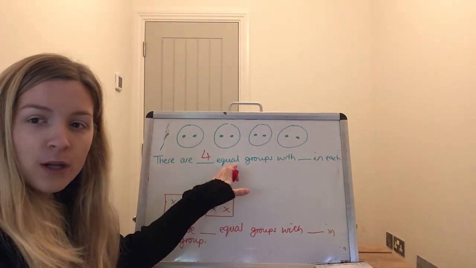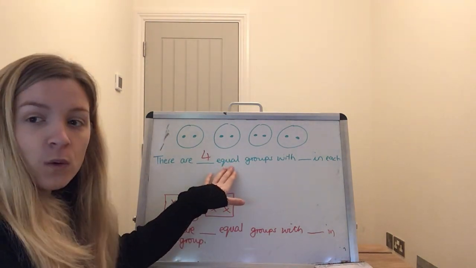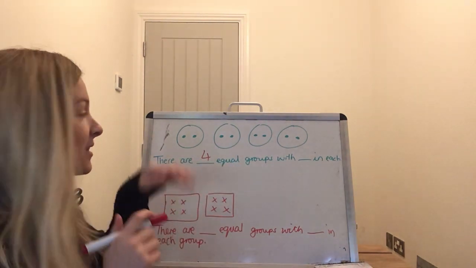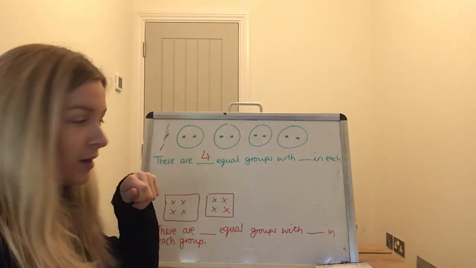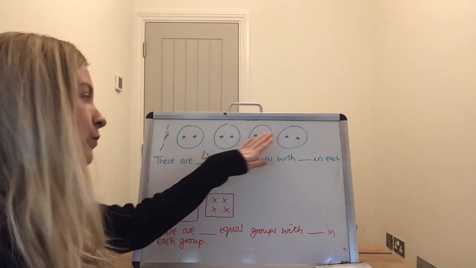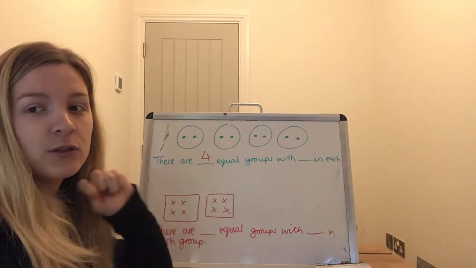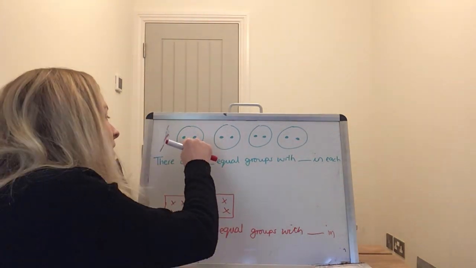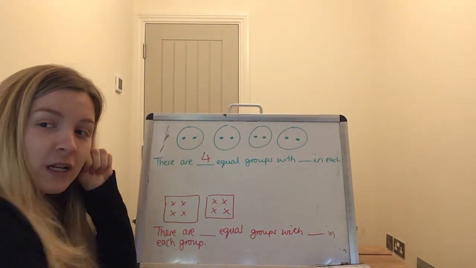What does that word mean, equal groups? Equal means they are the same. It has the same number in each group, okay? There are four groups, equal groups. How many is in each group? How many is inside one of the groups? Can you fill in that gap?